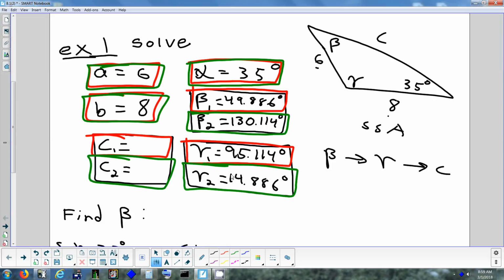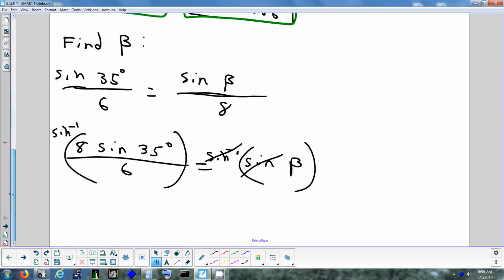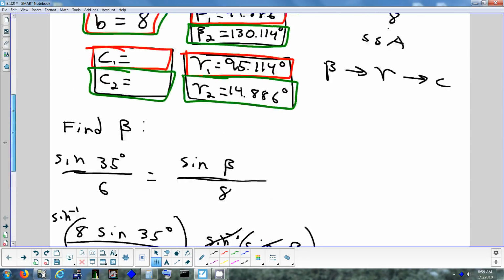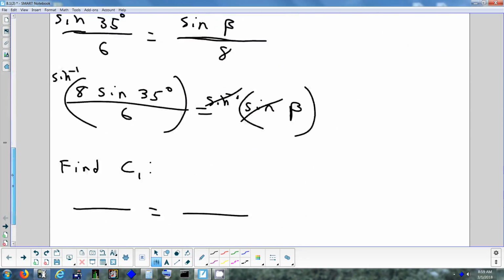Now, like we've done before, I have some choices. I have 2 rows. Let's start with the red triangle, C1. Okay, I have 2 red rows that are complete. A, alpha, that's a complete row in the red triangle. B, beta 1, that's another complete row. Which row should I use? Yep. Alpha because it was given. Yeah, we're going to use the row with alpha. Okay, so let's find C1. And we're going to set it up exactly the same way we started when we found beta. Sine 35 over 6.